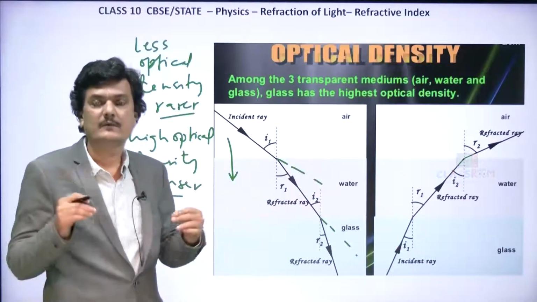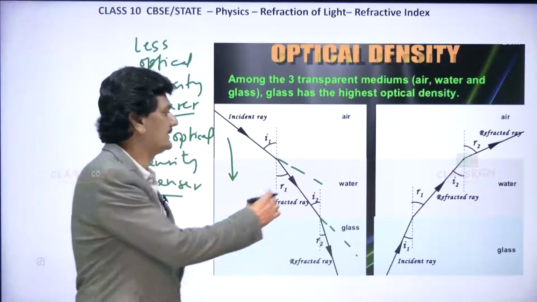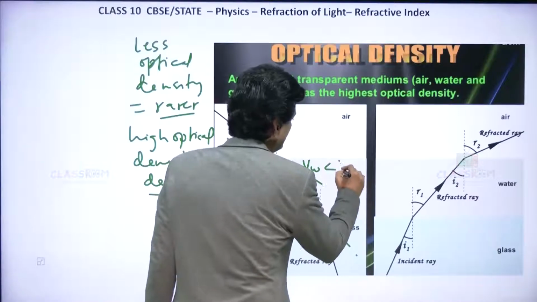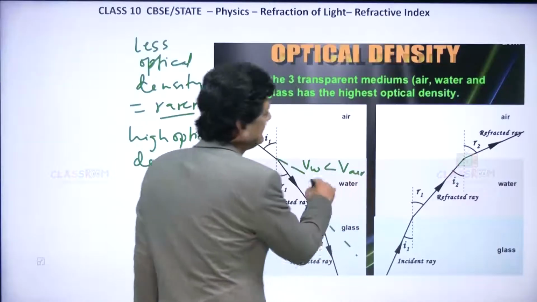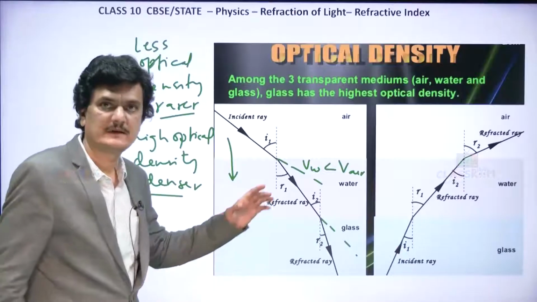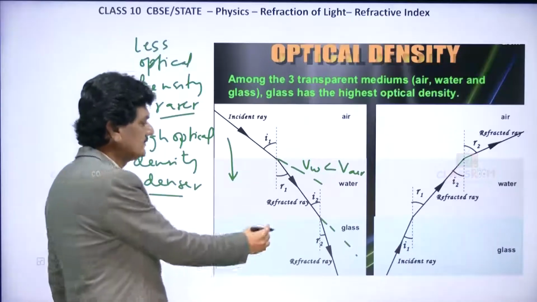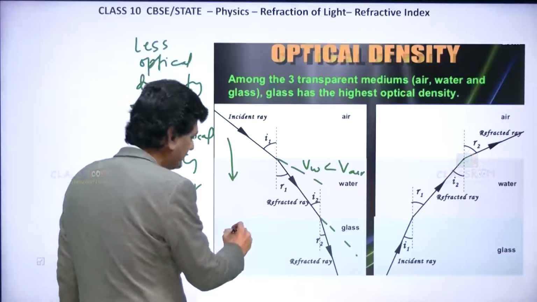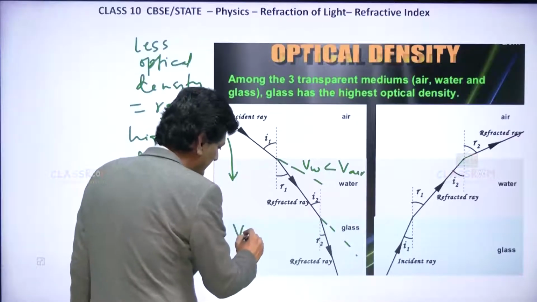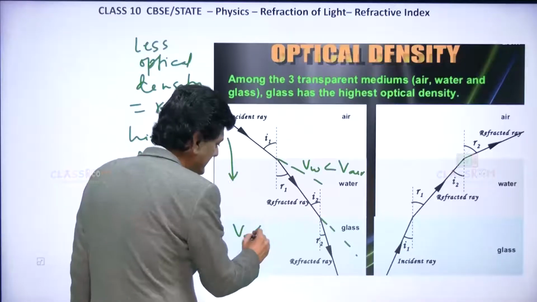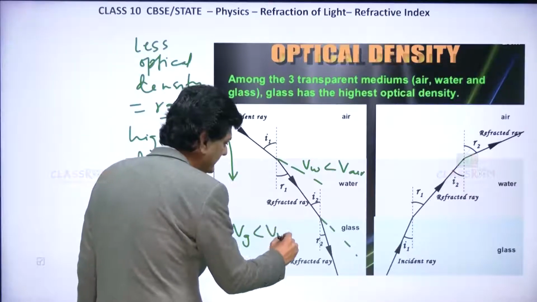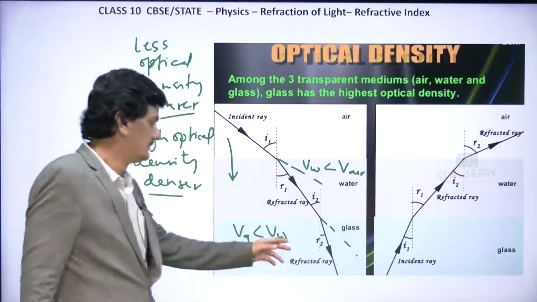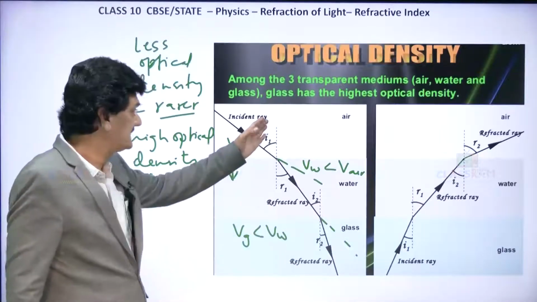What is its significance? The velocity of light in water is less than the velocity of light in air. And now glass is optically denser than water. What is the meaning and significance of that? The velocity of light in glass is less than the velocity of light in water. And this will also mean that the velocity of light in glass is much less than the velocity of light in air.